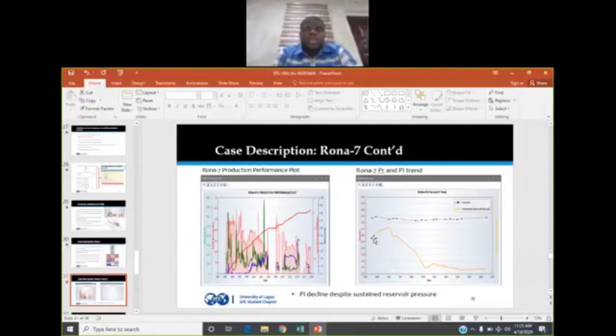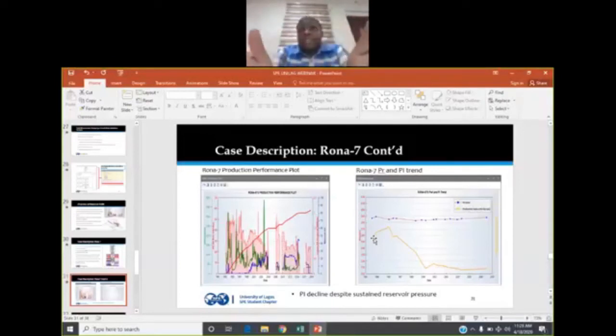So we keyed in the various reservoir parameters into PROSPER, and we ran sensitivity. Sensitivity simply means varying a particular value and seeing how your well performs after you vary that value. So when we varied the value of skin from -5 to 30, we noticed we had a substantial increase in production. So that gave us an idea that if we can reduce the skin from stimulation, we can have an increase in production.